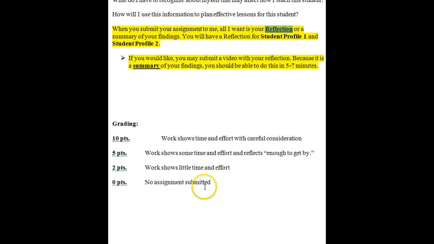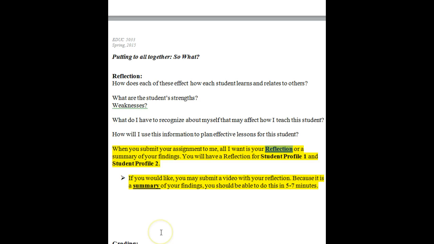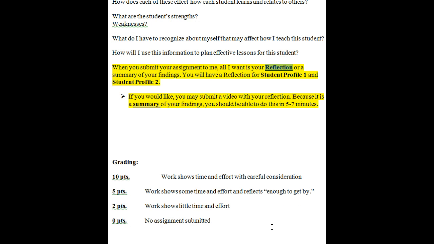You're not going to have a checklist on this one, but basically your checklist is answering these questions and thinking about it and putting it together. The grading will be the same. For 10 points, your work shows time and effort with careful consideration. 5 points, work shows some time and effort and reflects enough to get by. 2 points, work shows little effort and time. And 0, no assignment submitted.